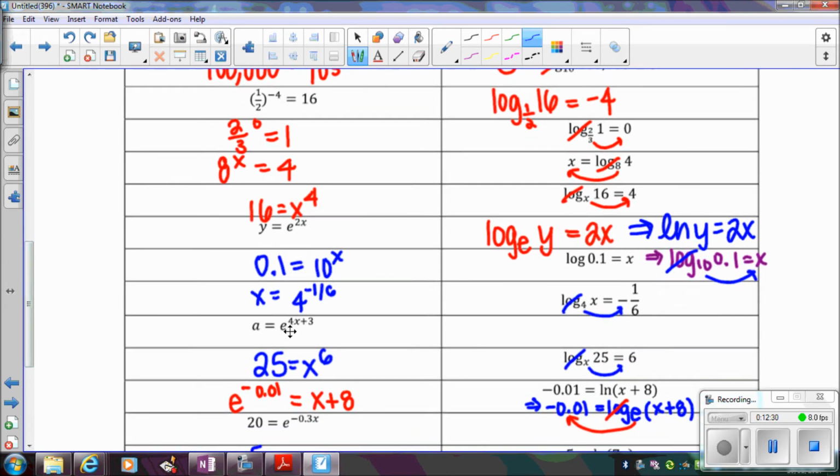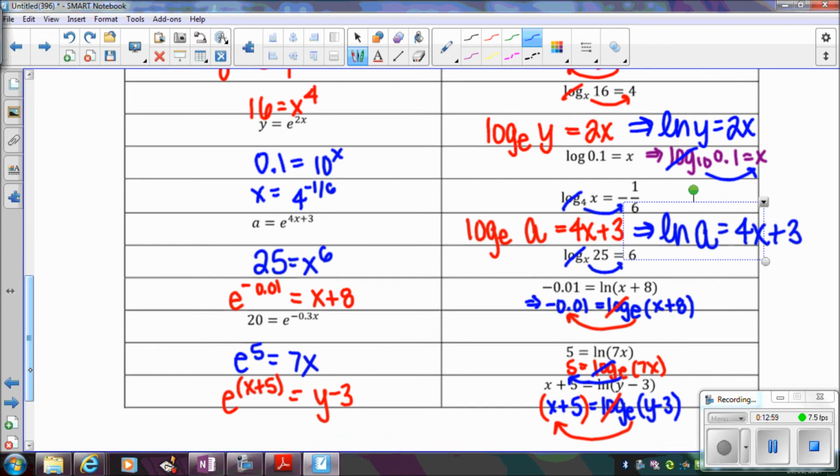If you look at the next one, we're going to see the same thing. So first step is our log, our base is e. Remember, it's going to equal the exponent. And a is what we're taking log of. And instead of writing this as log base e, I can replace it with ln of a equals 4x plus 3.